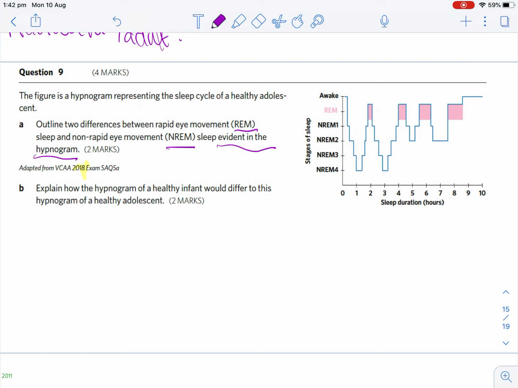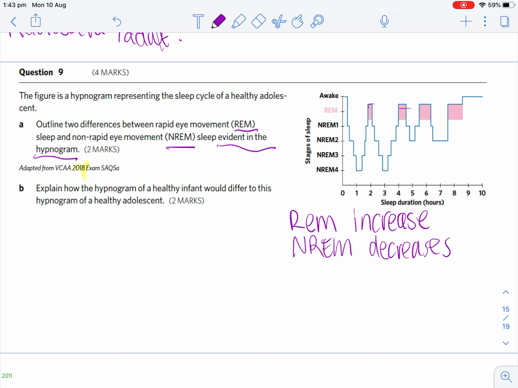So what we can see here is that REM increases and non-REM decreases as the night goes on. And remember, it's asking for two differences. This is only one difference because you're comparing those two things, which makes it one.